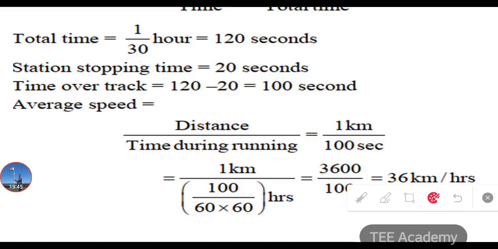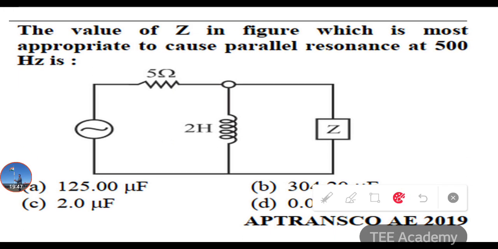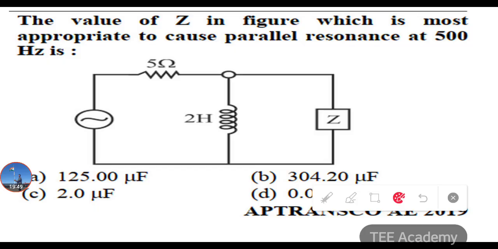So let's move to the next question here. See here, so this is from the resonance condition. So focus on the resonance condition as well as the transients if you are preparing for a Transco exam. The value of Z in the figure, which is the most appropriate cause parallel resonance at 500 Hz.